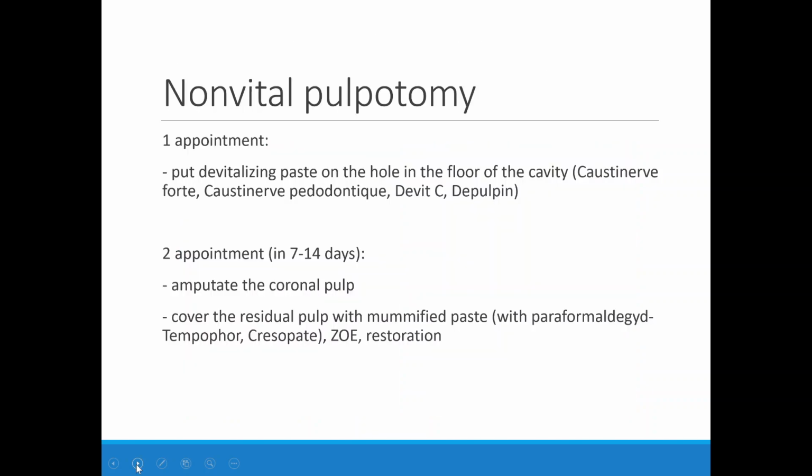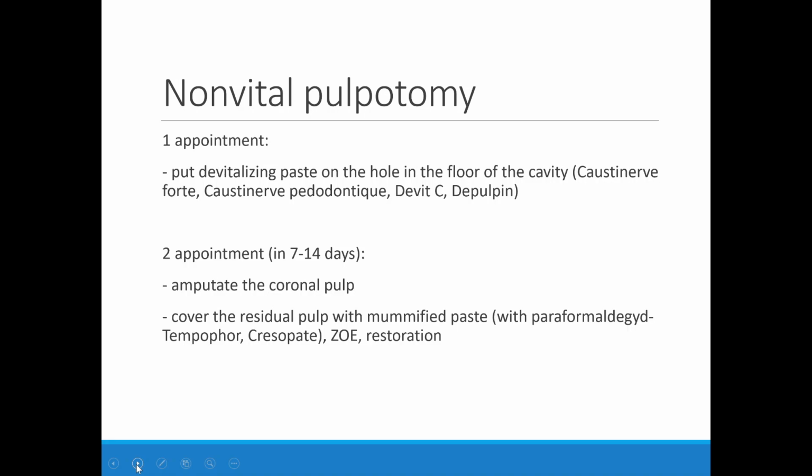When we speak about pulpotomy, I told you when we have hemorrhage, for example, from residual pulp, of course we understand that it involves inflammation and we can't leave it inside the root canals and we should perform pulpotomy. And in some diagnoses like hypertrophic pulpitis, suppurative pulpitis, chronic gangrenous pulpitis, we use devitalizing pulpotomy. During first appointment, we put devitalizing paste on the floor of the cavity. What are the pastes we can use? Caustinerf Forte, Caustinerf Periodontique, Devit C, Depulpin.